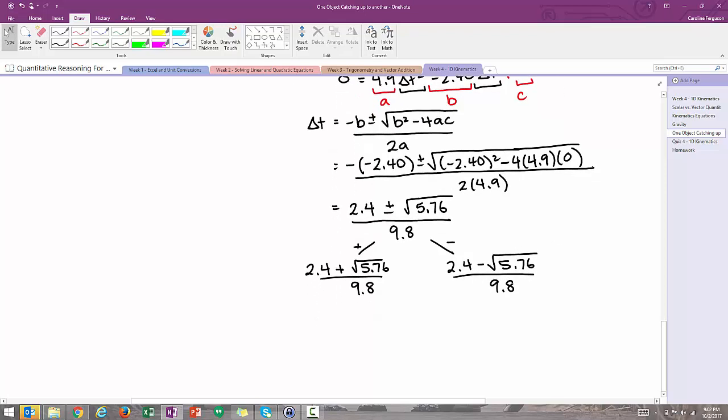So now I'm going to type each of these on my calculator. I have 2.4 plus root 5.76 over 9.8, and I have 0.4898. And on the other side, I have 2.4 minus root 5.76 over 9.8, and there I have 0. So that tells me that there are 2 times where the bird and the ball are at the same position. One of the times is 0.4898 seconds, the other one is at 0 seconds.